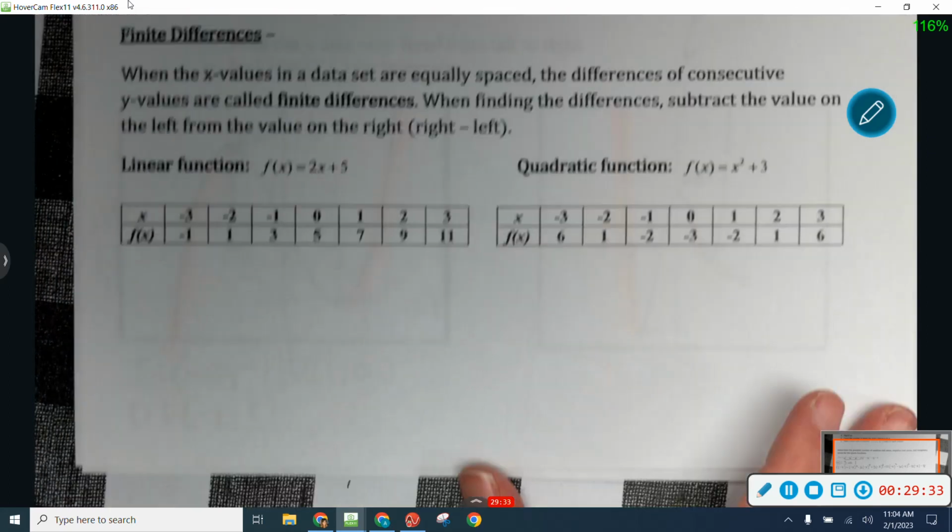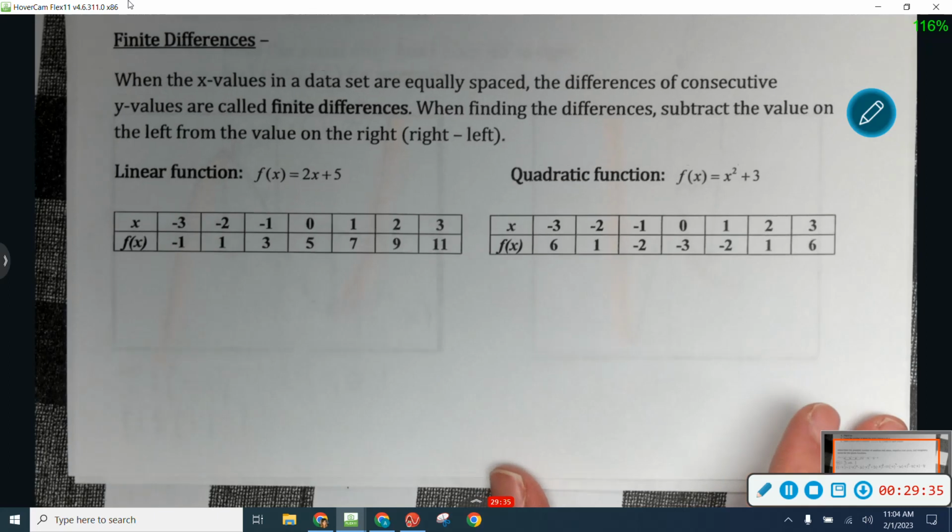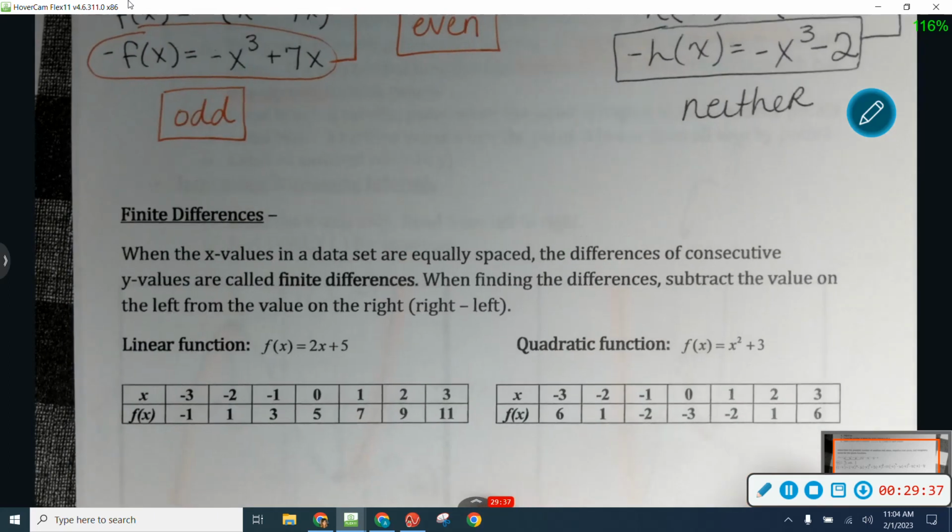Alright, your finite differences. If I give you a table and your x values are equally spaced out, so they're all going by 1s, all going by 2s, you have a constant change in your x's, then you can find your differences of those consecutive y's, and that's called finite difference. Okay? We're going to use those finite differences to find what degree this function is.